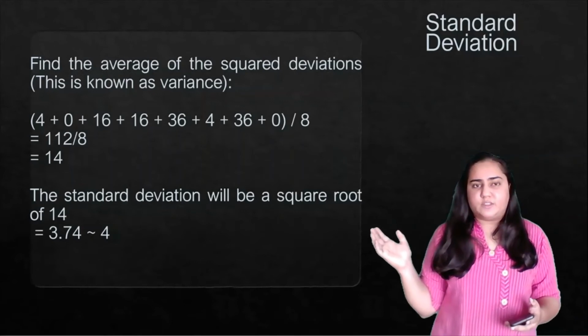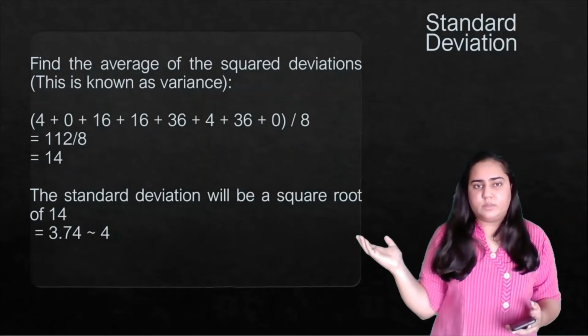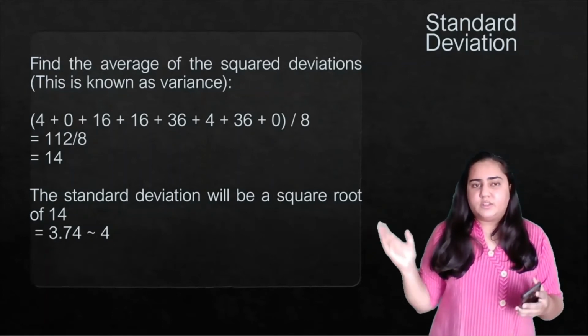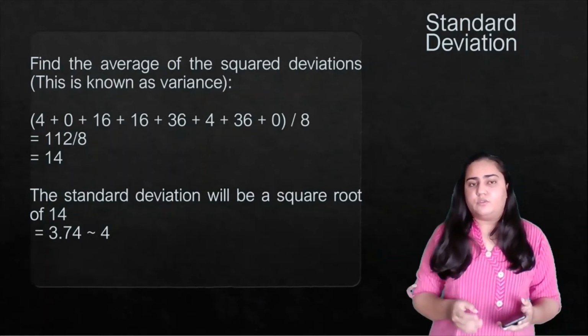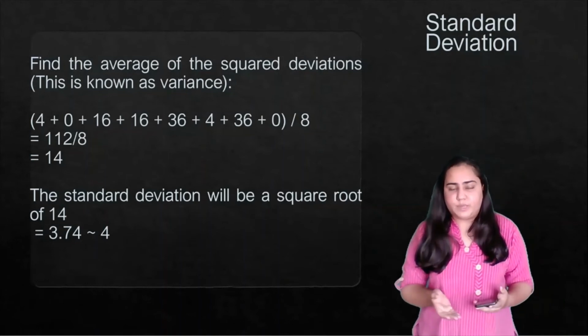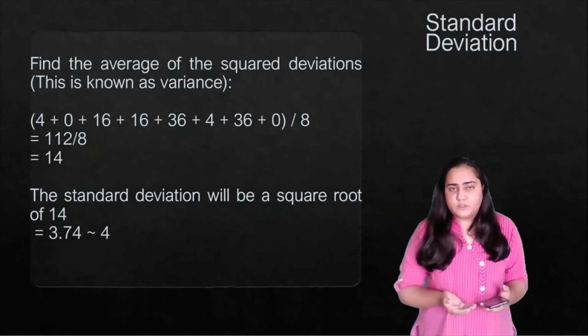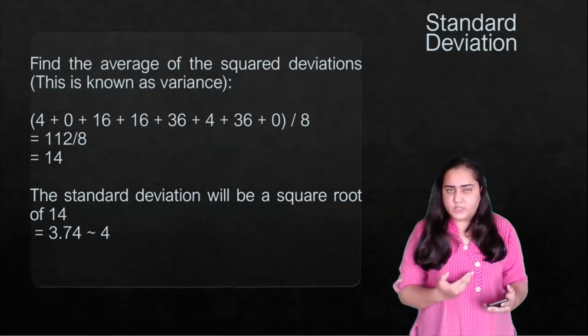So what we have is 4 plus 0 plus 16 plus another 16, 36, 4, 36, 0. That sums to 112. If you divide that by 8, you will get 14. So 14 is your variance, how much the data varies.